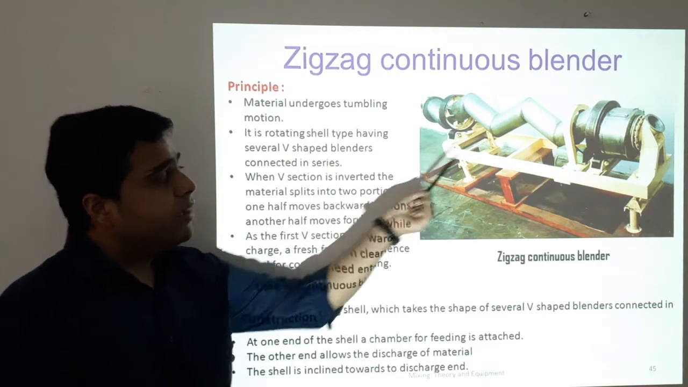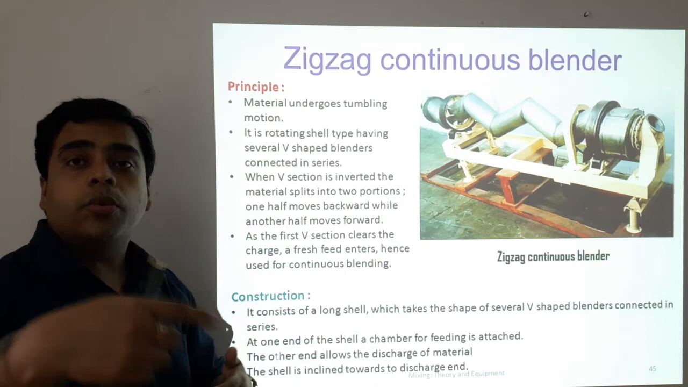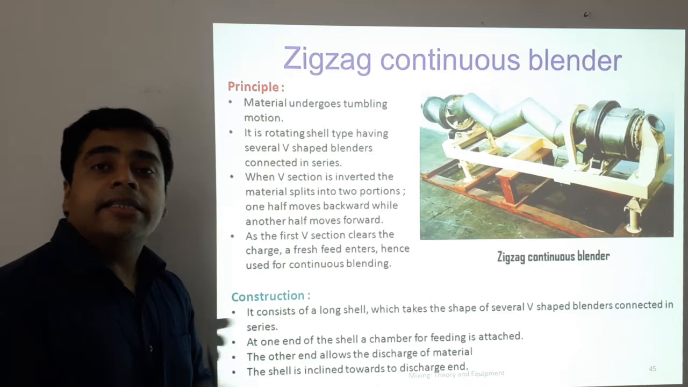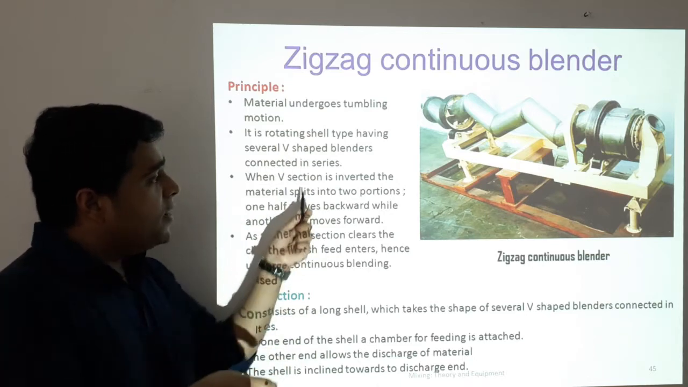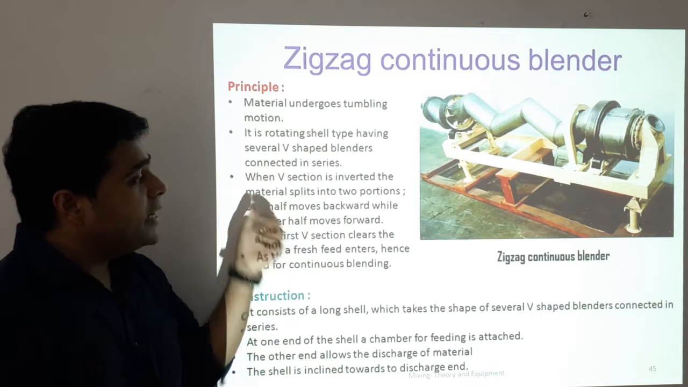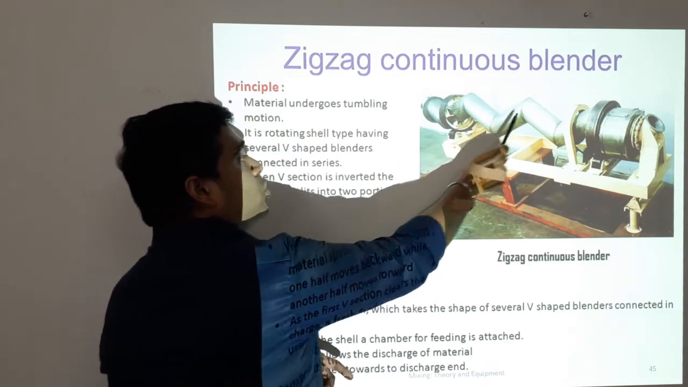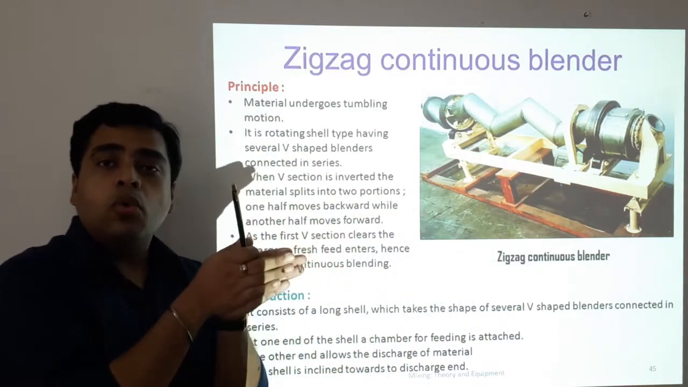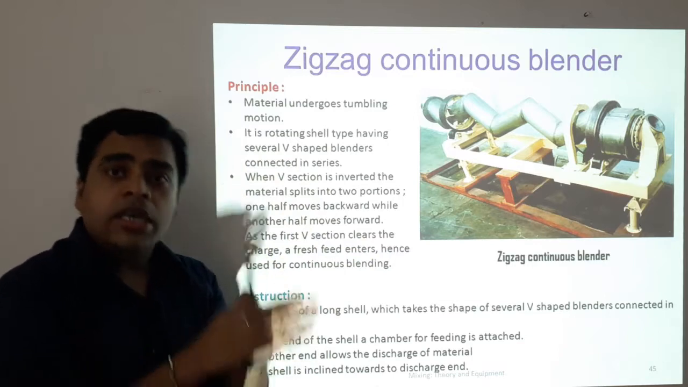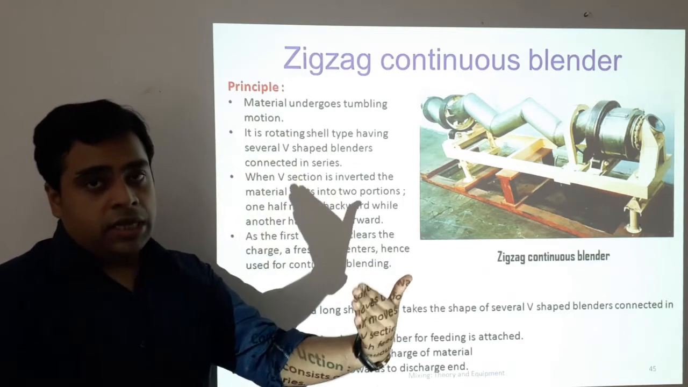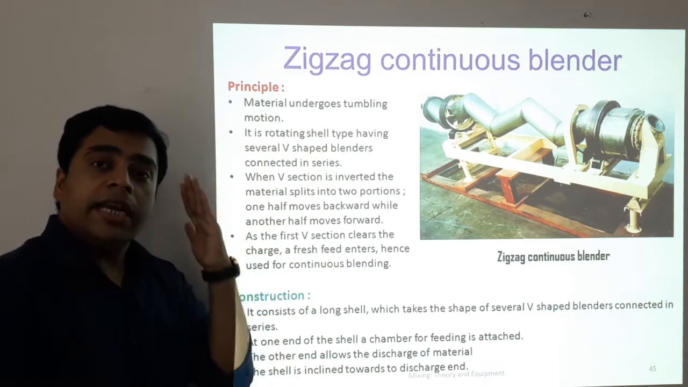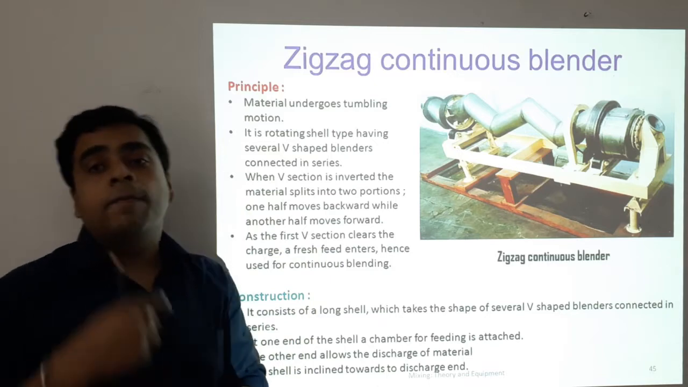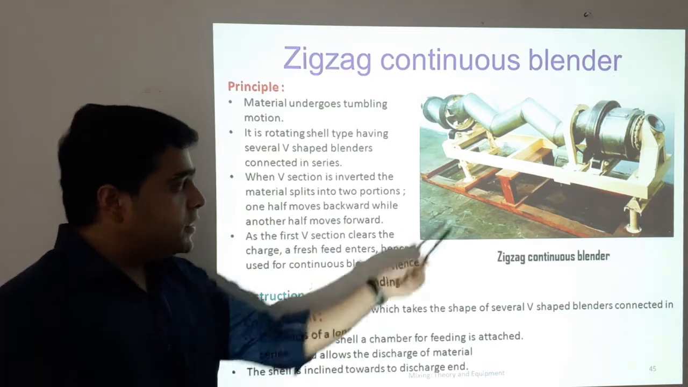In this case we have different V-cone blenders attached together. It is a rotating shell type, having several V-type blenders connected in a series. When the V section is inverted, the material splits into two portions. This portion gets inverted because it will rotate, and the powder portion is divided into two parts. One half moves backwards while the other half moves forward. After the first V section clears the charge, a fresh feed enters, and hence it can be used for continuous blending. So this is the construction.